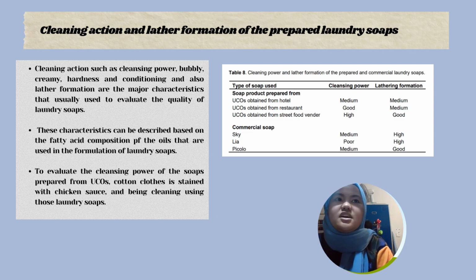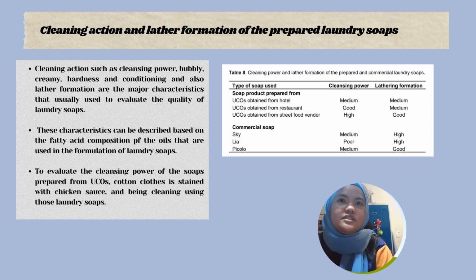To evaluate the cleansing power of the soap prepared from used cooking oils, cotton cloth is stained with chicken sauce and cleaned using those laundry soaps. The results for soap produced from UCOs collected from restaurants, hotels, and street food vendors are shown in table 8.